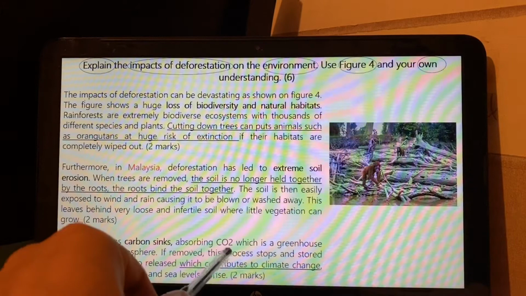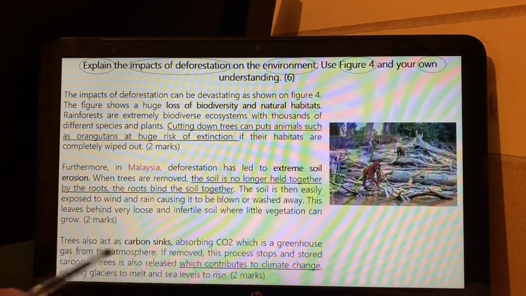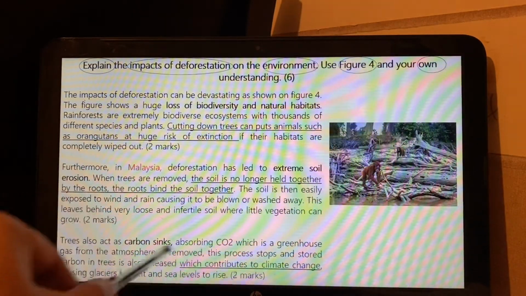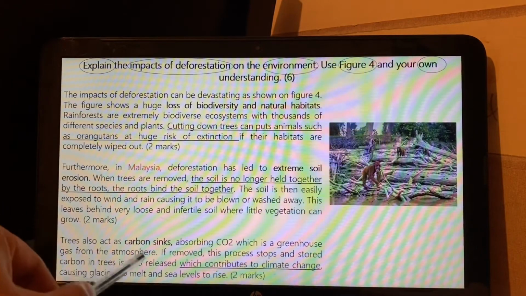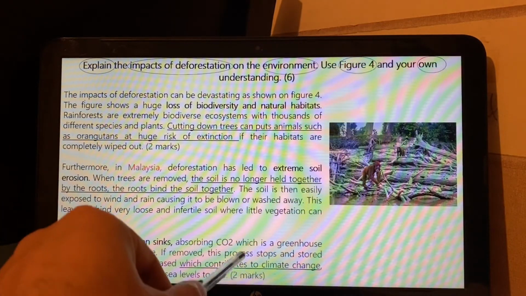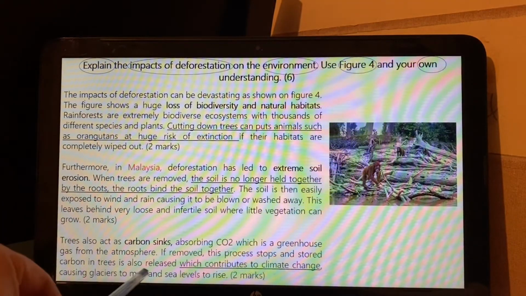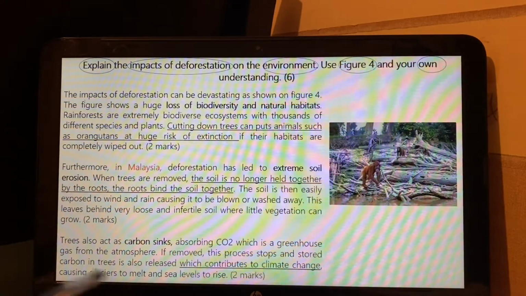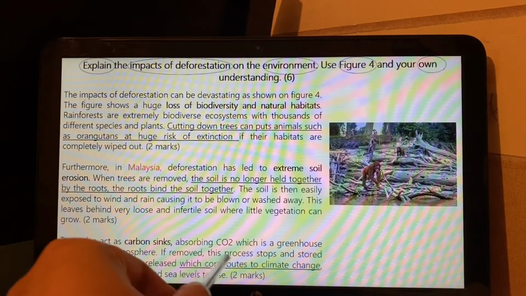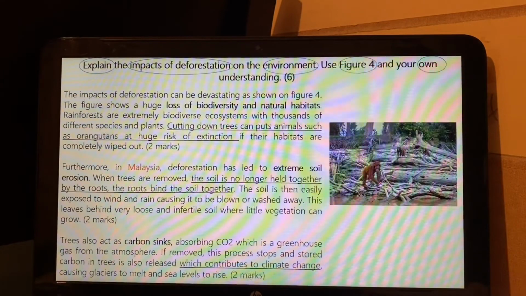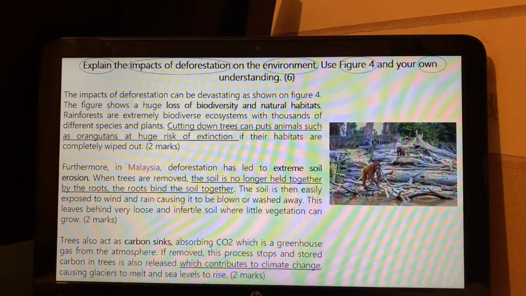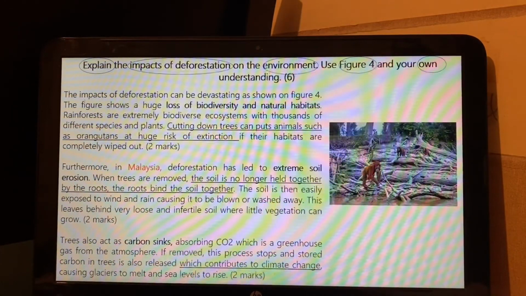If removed, this process stops. The process of them absorbing CO2 stops, but actually, the stored carbon in these trees is also released into the atmosphere, and that, this line here, which I've underlined, contributes to climate change, therefore causing glaciers to continuously melt and sea levels to rise.